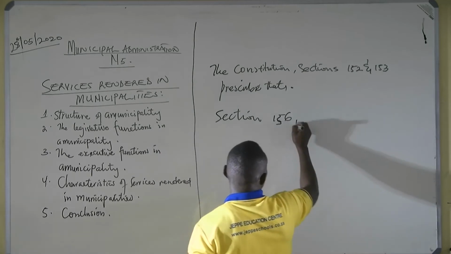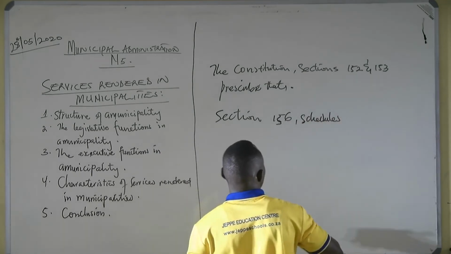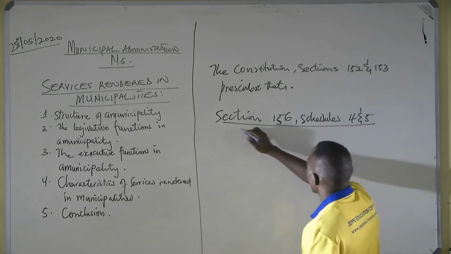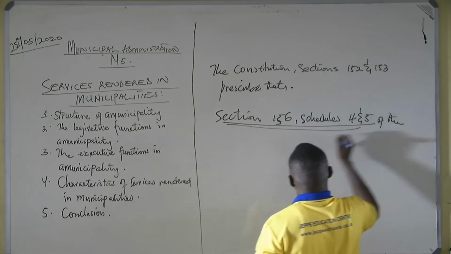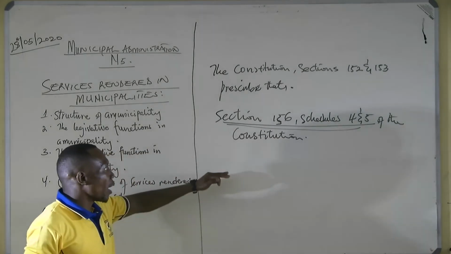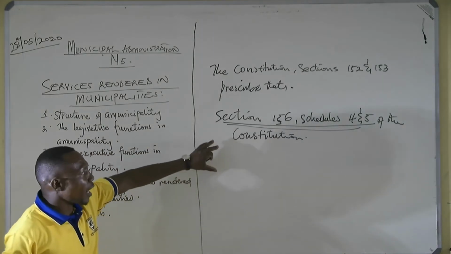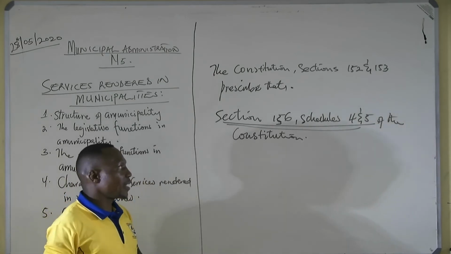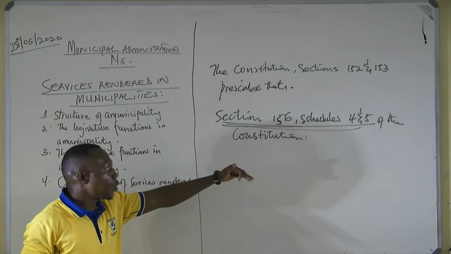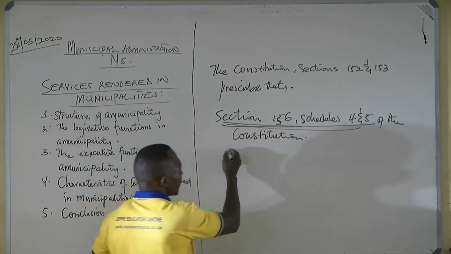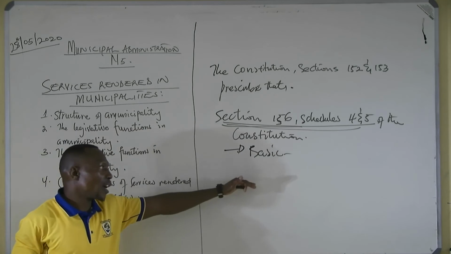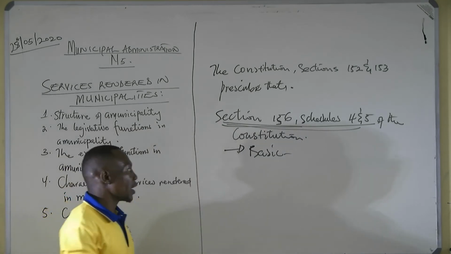And specifically, section 156, schedules 4 and 5. This section and these schedules of the Constitution go ahead to set out all the municipal services that should be rendered. This section and the following schedules also go ahead to properly outline the basic services that should be provided or rendered to the people in their areas of influence.